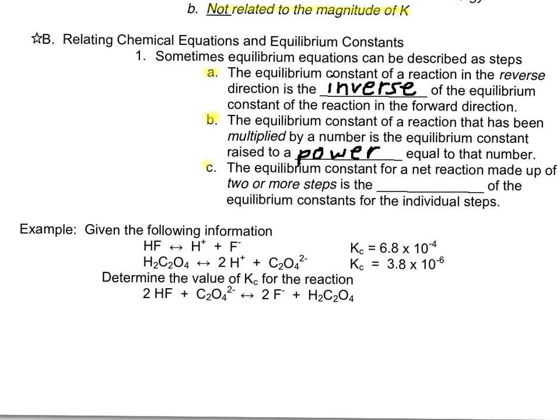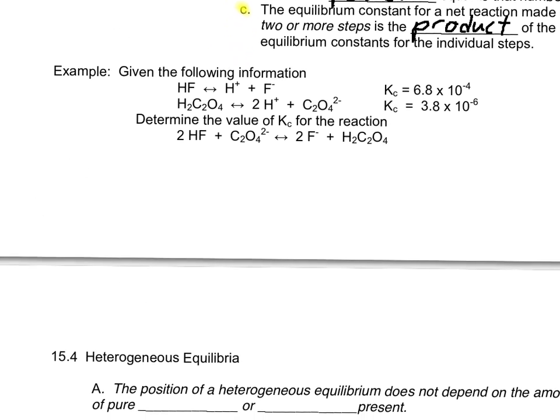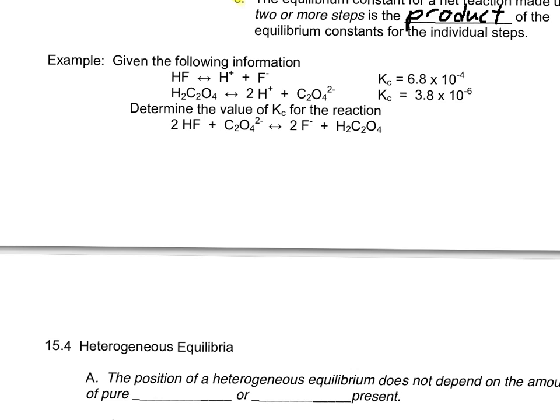And then lastly, if you add together equations to get an overall equation, remember in Hess's law, you would add together the values for delta H, but with equilibrium constants, you are going to multiply together the values for K. You're going to find the product. So let's take a look at an example of this. We have two equations and an overall equation.